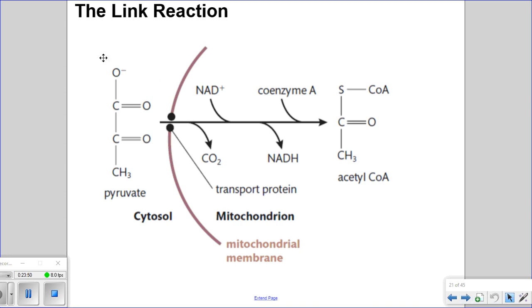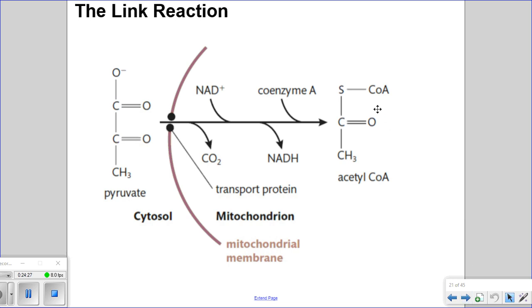So in the link reaction here, we have our pyruvate molecule. So we have our 3-carbon compound that's currently in the cytosol. As this gets transported into the mitochondria, a series of reactions will occur in which NAD will get reduced. Pyruvate will lose a carbon to generate CO2, and then we'll add on this rather big molecule called coenzyme A onto this to generate acetyl coenzyme A.